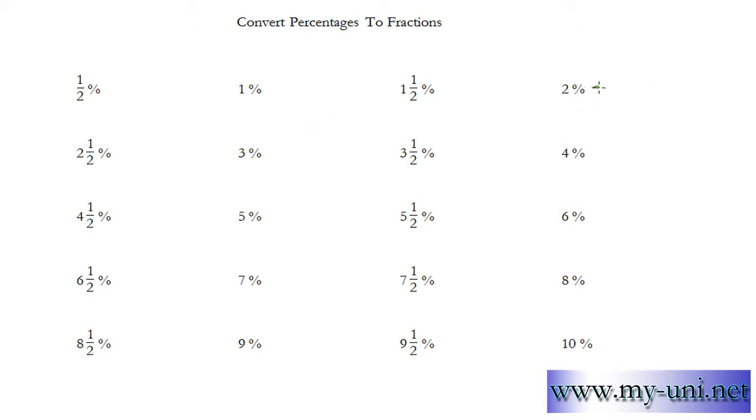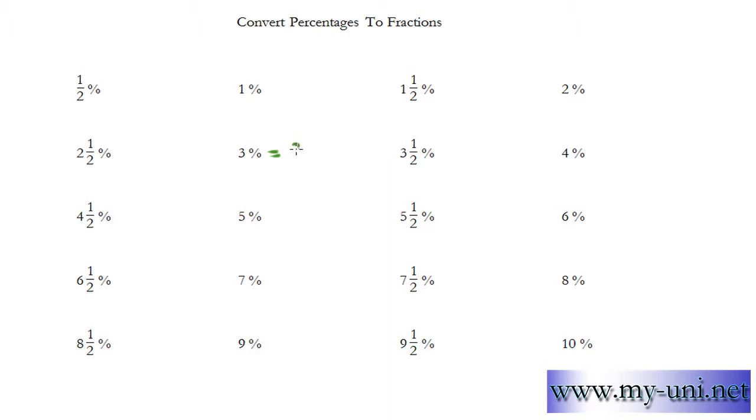2%, same deal, divide 2 by 100, and as simple as that, you're done. 2% can also be written as 2 over 100, but this fraction, as you can see, can be simplified. So 2 times 1 is 2, 2 times 50 is 100. So 2% is also equal to 1 over 50, or 1/50th. Alright, so you can write 2% as 1 over 50 as a proper fraction.